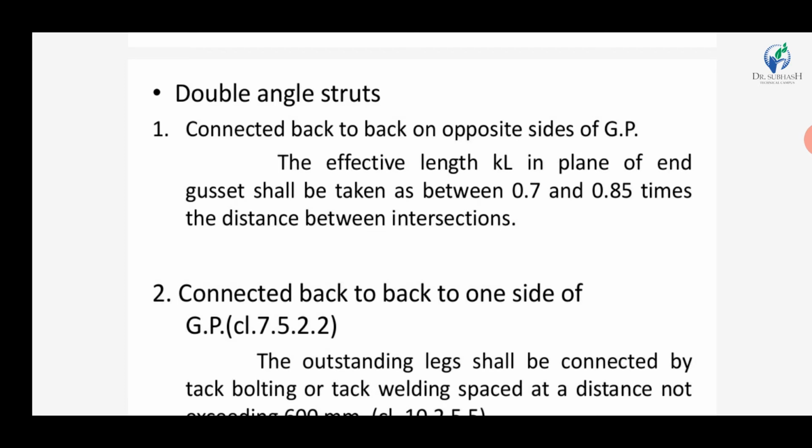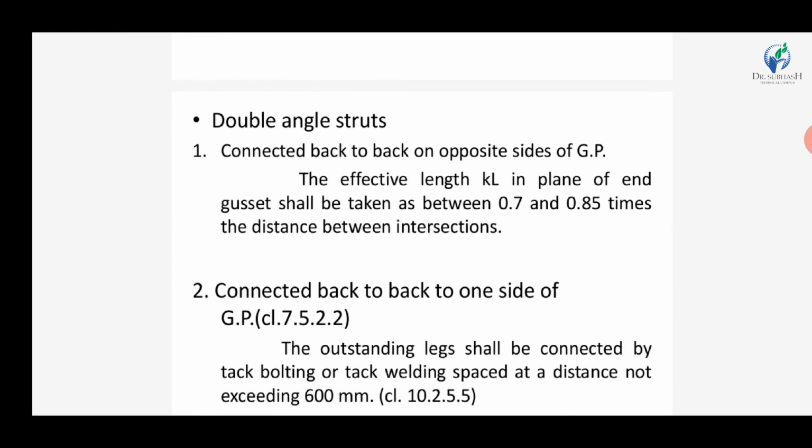Now the next one is the double angle strut. The double angle strut we divide into two classes: connected back to back on opposite sides of the gusset plate, and connected back to back on one side of the gusset plate. In both cases only the effective length changes. First, connected back to back on opposite sides of the gusset plate: when we connect two angles back to back on the gusset plate, the effective length KL shall be taken between 0.7 to 0.85 times the length.